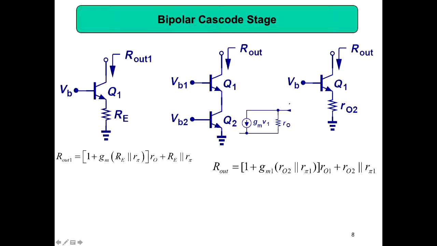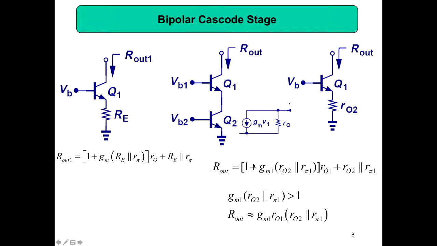Then what we have to do is replace RE with Ro2. So then see, replace RE with Ro2. So this is the impedance. Now this is an expression for the output impedance of a current source with two stages, or a cascode stage. So this is called a bipolar cascode stage, because we are using BJTs, bipolar junction transistors. So cascode stage is a current source with improved output impedance.